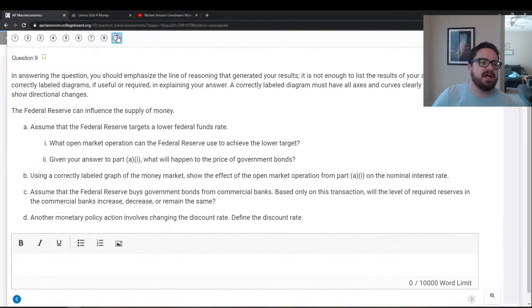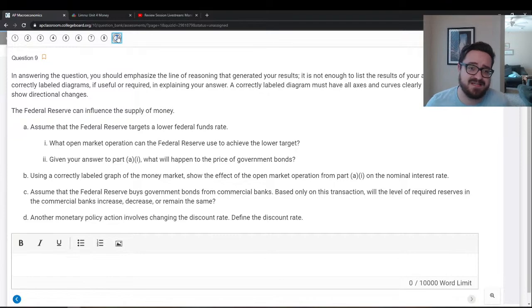All right. Number 9, last one. The Federal Reserve can influence the supply of money. No, thank you very much, AP exam. You guys are so smart. Pat, pat, pat on the head. Good job. Okay, assume the Federal Reserve targets a lower federal funds rate. Ooh, oh, they asked the federal funds rate, not the discount rate. Oh, that's tricky. Okay. What open market operation can the Federal Reserve use to achieve the lower target? Now, I just mentioned this.